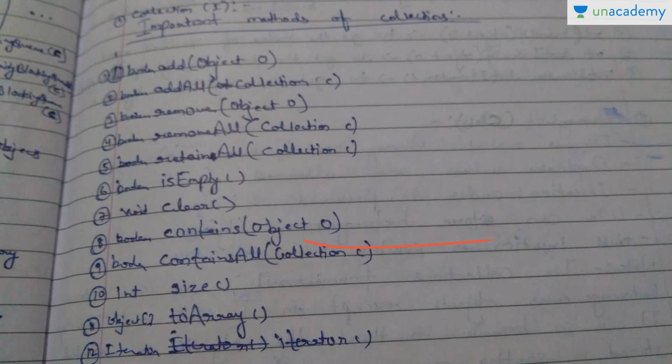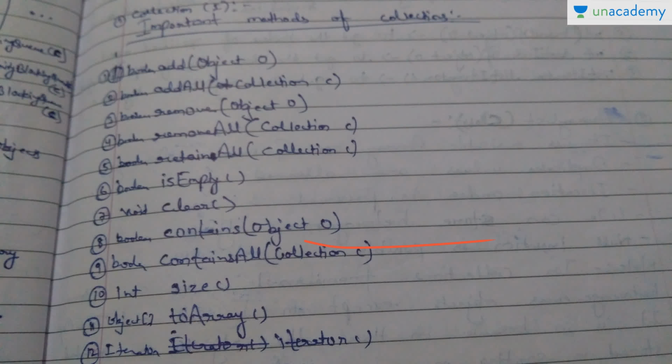Then there is the void clear method. The clear method removes all the elements from the collection. It will clear the collection. The next one is boolean contains(Object o). It is used to search for an element. So this element will be searched in the collection.